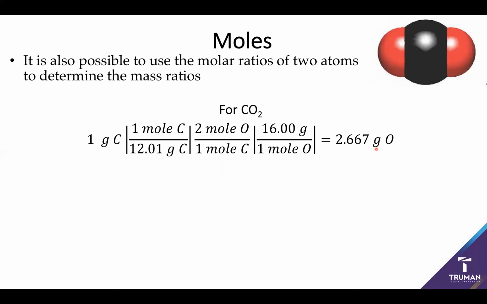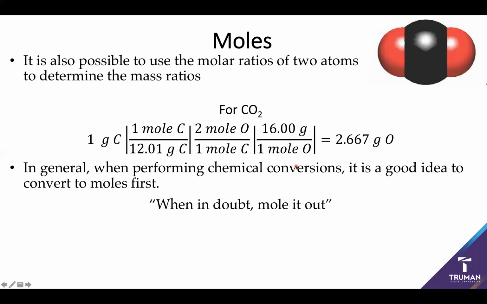Whenever you've got a big chemical problem and you're trying to do unit conversions, a good general idea is to always convert to moles first. So when in doubt, mole it out. We're going to use these features in more detail as we revisit Dalton's law of proportions next time, when we're looking at percent compositions of real chemical samples. So this gives us a way of looking at how we can determine molecular compositions of species. Until then, take care.